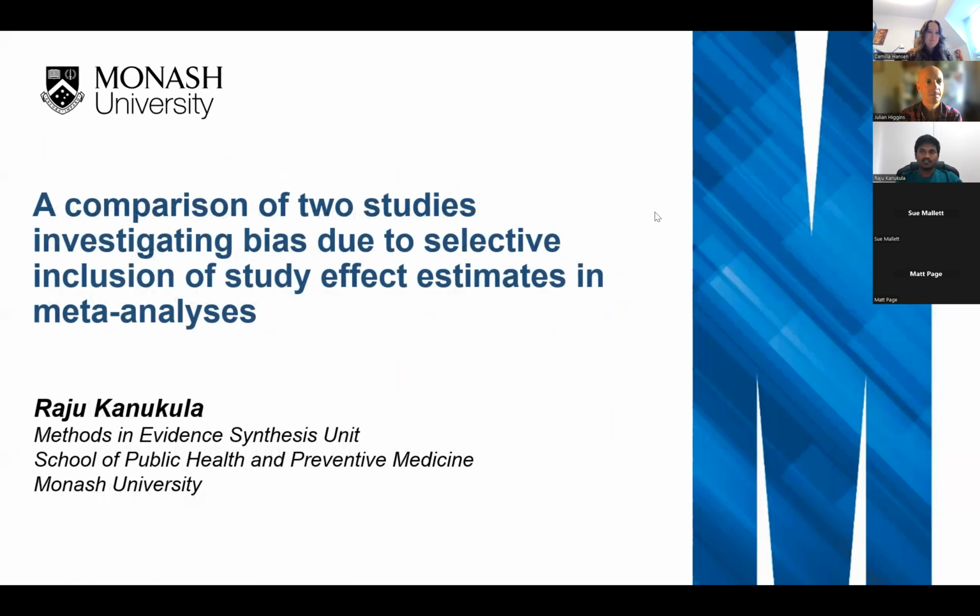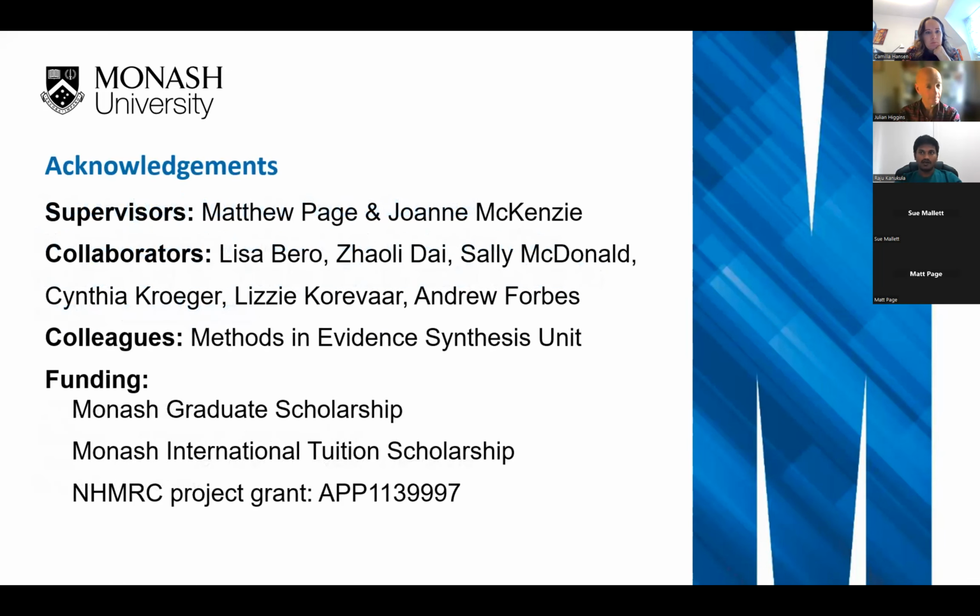Okay. So I'm Raju Kanukula, PhD student from Monash University. Today I'm going to talk on the topic, a comparison of two studies investigating bias due to selective inclusion of study effect estimates in meta-analysis. First of all, I would like to thank my supervisors, Matthew Page and Joanne McKenzie, and my collaborators and colleagues from the Methods in Evidence Synthesis Unit from the School of Public Health and Preventive Medicine.